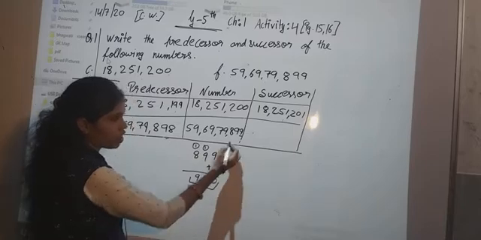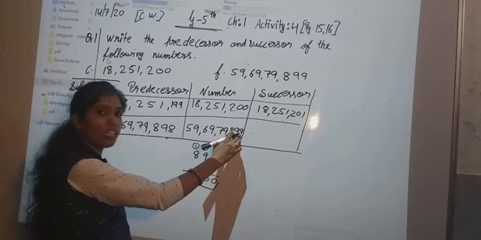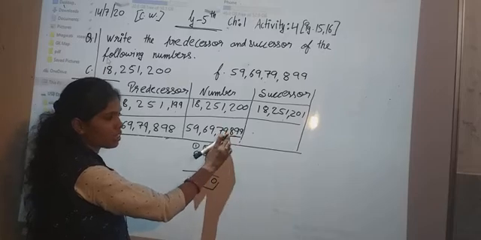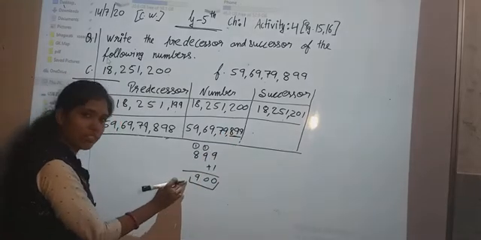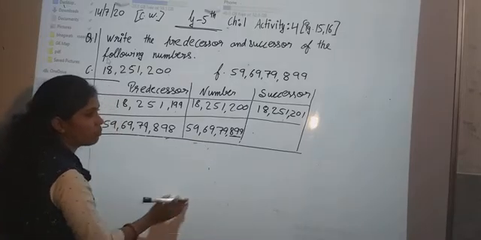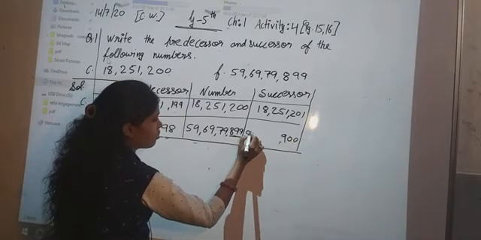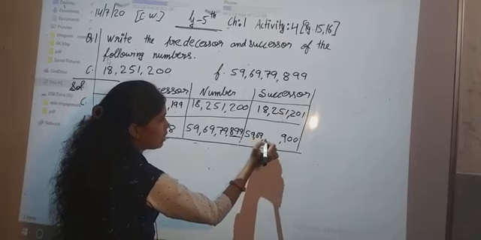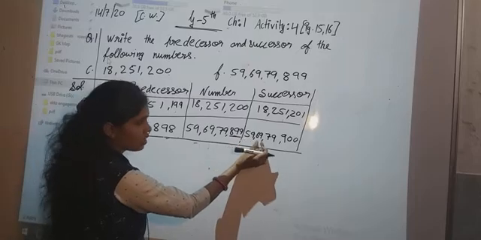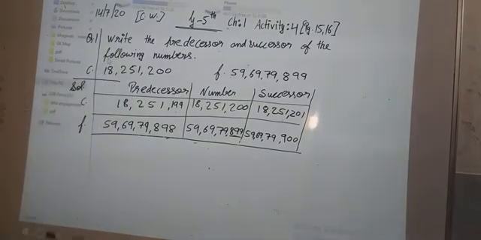900 it will become. Students, why did I take 3 digits? Because if we add 1 to 9, it will come 10. This also will become 10 and this will become 9. So we will add 1 to 899. What will it come? 900. So the number is 59, 69, 79. The number name is 59 crore, 69 lakh, 79,900. This was question 1.